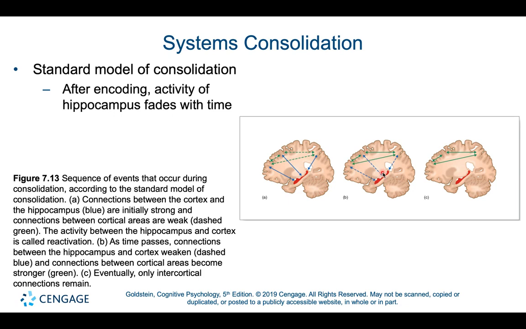And then the hippocampus's involvement in that coordination fades over time, such that the connection between the hippocampus and that information in the brain goes away eventually, and the only connections that remain are these cortical connections, what you might call intercortical connections, the connections between different areas of the cortex. So originally we thought the hippocampus helps create the memories, and then over time the impact of the hippocampus fades, and eventually all that matters is the cortical connections. That's the standard model of consolidation.